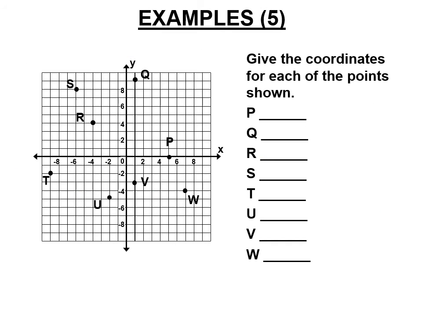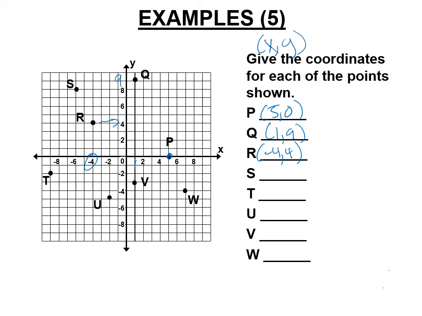Okay, so you're just going to write, you don't have to sketch this one. You just have to look at the screen and write down all the coordinates. So P is at 5, 0, right? X is 5, Y is 0. X coordinate first from the x-axis, Y coordinate second. Q is at 1, 9. R is at -4, 4.